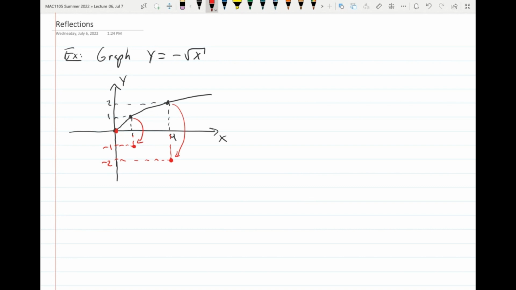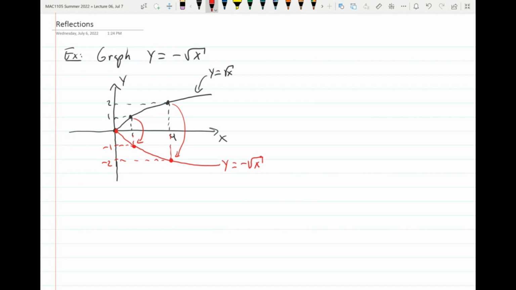So we have this behavior. So there are two functions here, okay? The function on the top is the parent function, which is square root of x. The function in the bottom is the one that we are interested in, which is minus square root of x.